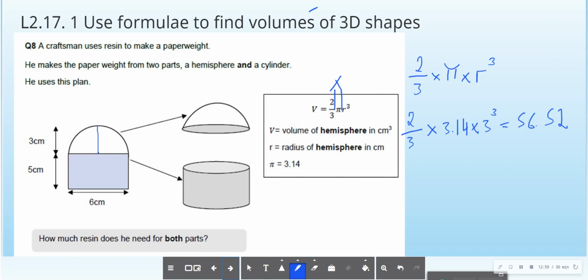So remember, we're not trying to get all the marks for everything. We only need 33 out of 60. So if you can get just that first part, think, fine, I've got it, move on, come back to it if you get time. So we need to find both parts. So we need the cylinder as well.